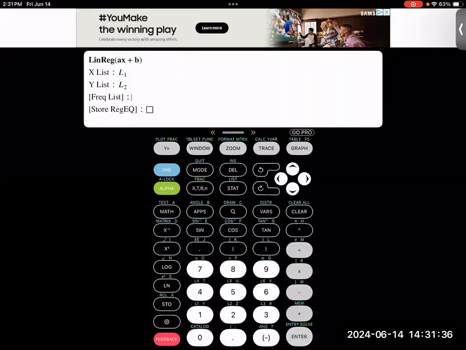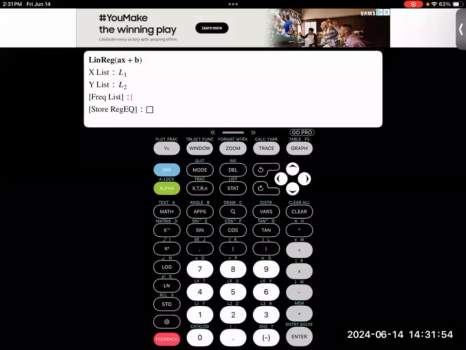LinReg(ax+b). Now there are 2 lin regs on some calculators. It's just switching. So sometimes it has a plus xb. That's not the one we need. We just want the very regular term. So it just confirms your x values are in list 1, your y values are in list 2, and then it says store reg eq.